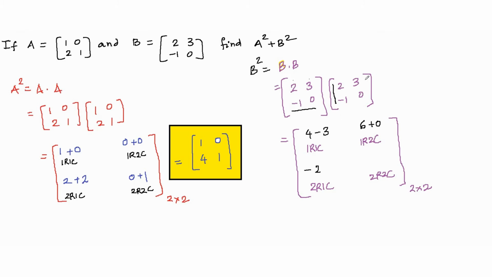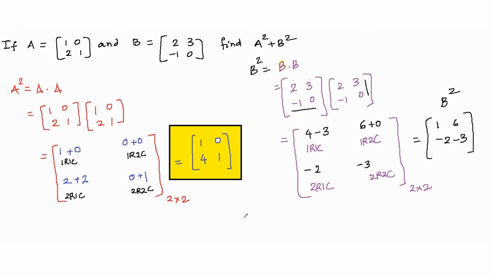And then you have second row, second column. So second row, second column would mean that you have to take the second row of the first matrix and second column of the second matrix and then multiply, right? So it would be -1 into 3 is -3 and 0 into 0 is 0. So therefore this becomes 4 minus 3 is 1, 6 plus 0 is 6, -2 and -3. So this is actually your B square matrix.